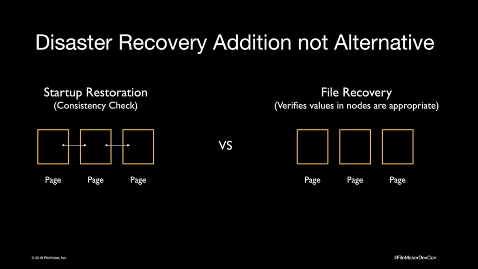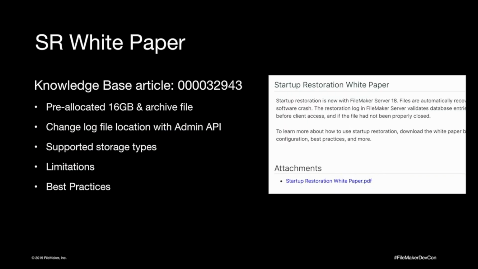The point is, think of the startup restoration tool as just another important tool in your toolbox. It's not meant for you to drastically alter your disaster recovery plan. In the interest of time, we could dedicate an entire session to startup restoration, but we want to get to those performance considerations. So we do have a really fantastic written startup restoration white paper. It covers all of the best practices and things you want to know about this particular feature. It's downloadable for free. We have a knowledge-based article dedicated to that. I believe you can get that from the FileMaker community as well.